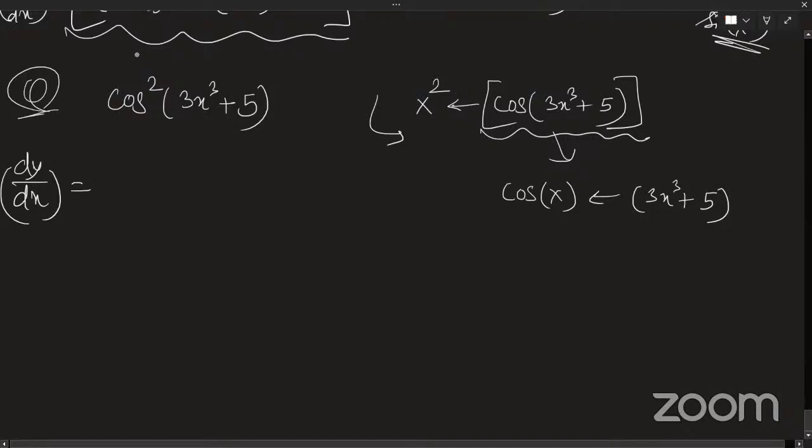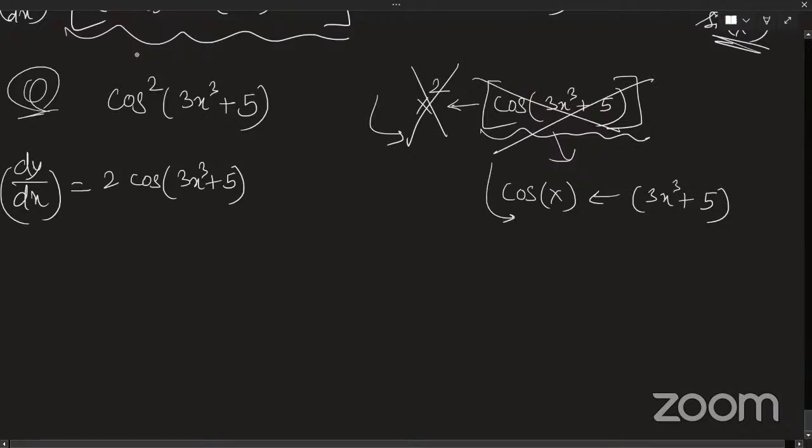So what is the derivative of x square? 2x. But what have I put instead of x? Cos of 3x cube plus 5. Exactly, correct. Okay, so I have ended this part. I came here.